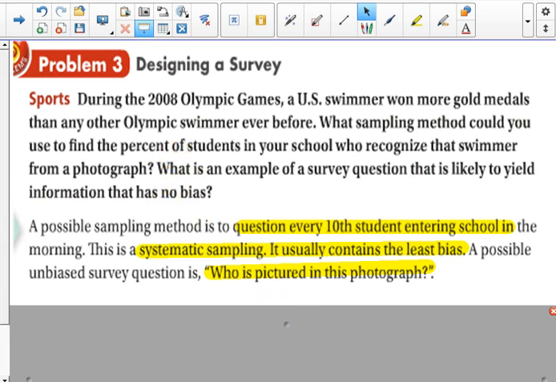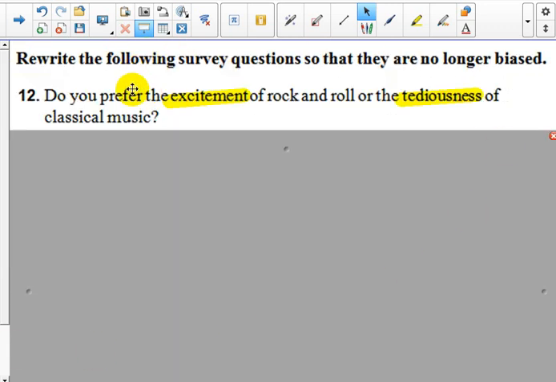All right, so look at number 12. Rewrite the following survey questions so they are no longer biased. Number 12 on your homework says, do you prefer the excitement of rock and roll or the tediousness of classical music? So we know it's biased. What kind of question is it? It's loaded because you're using those adjectives to describe rock and roll and classical music.